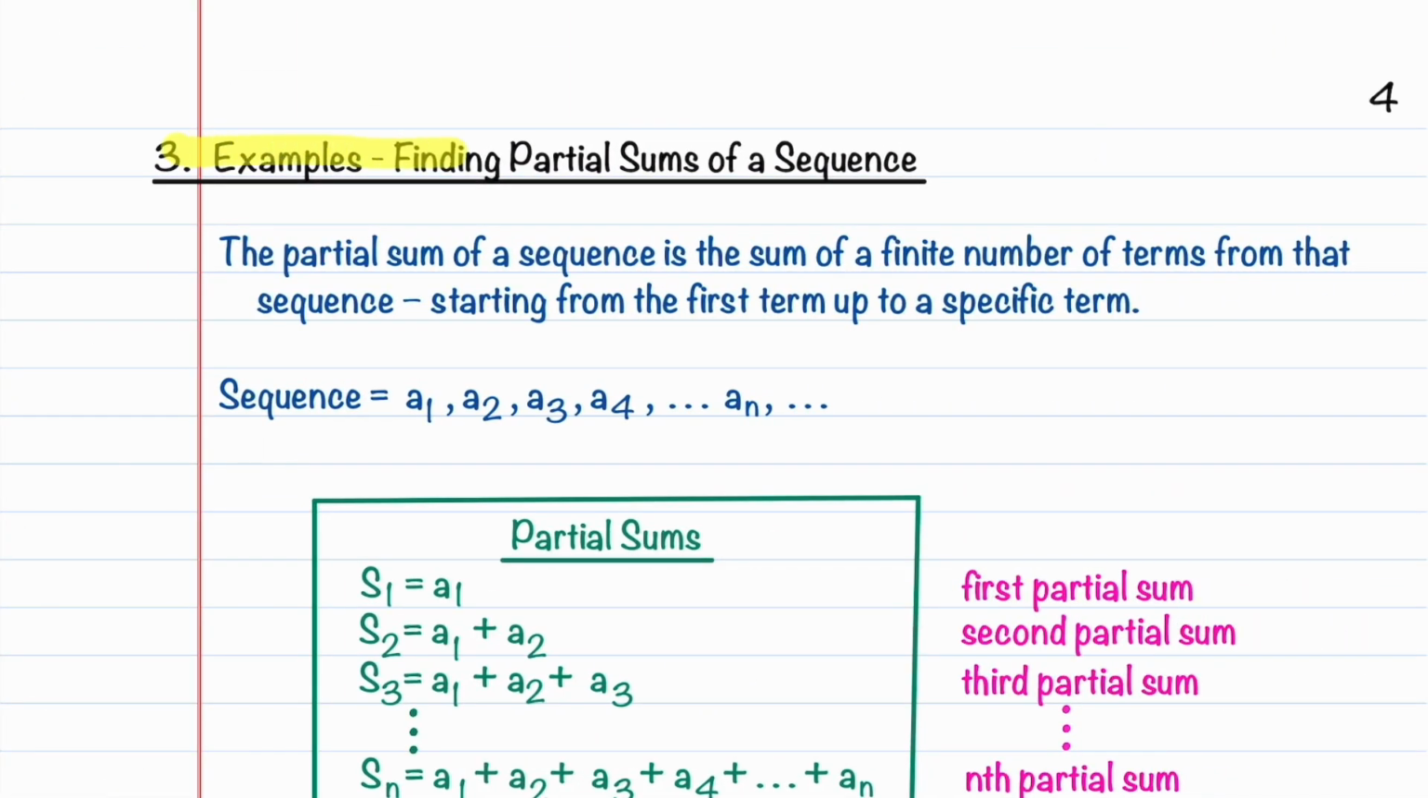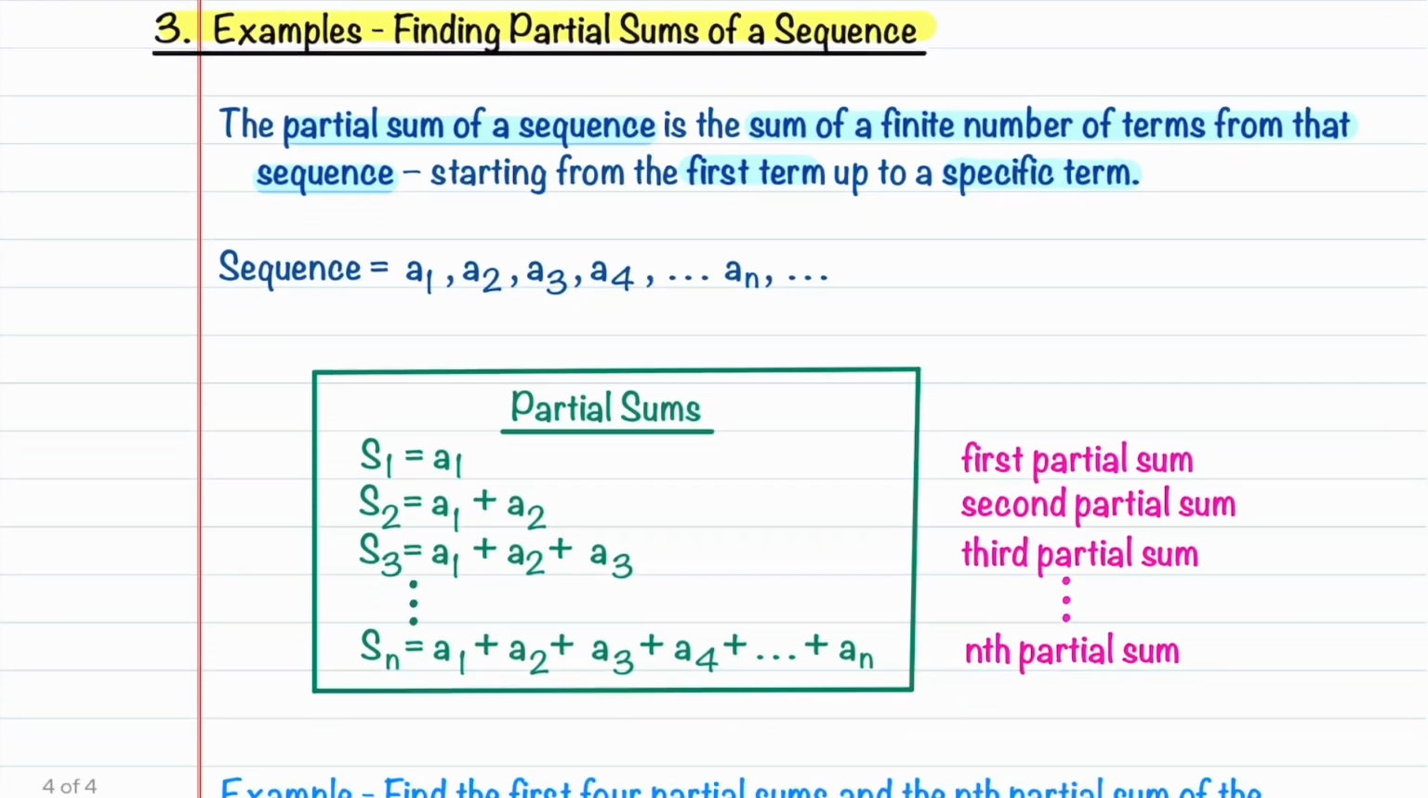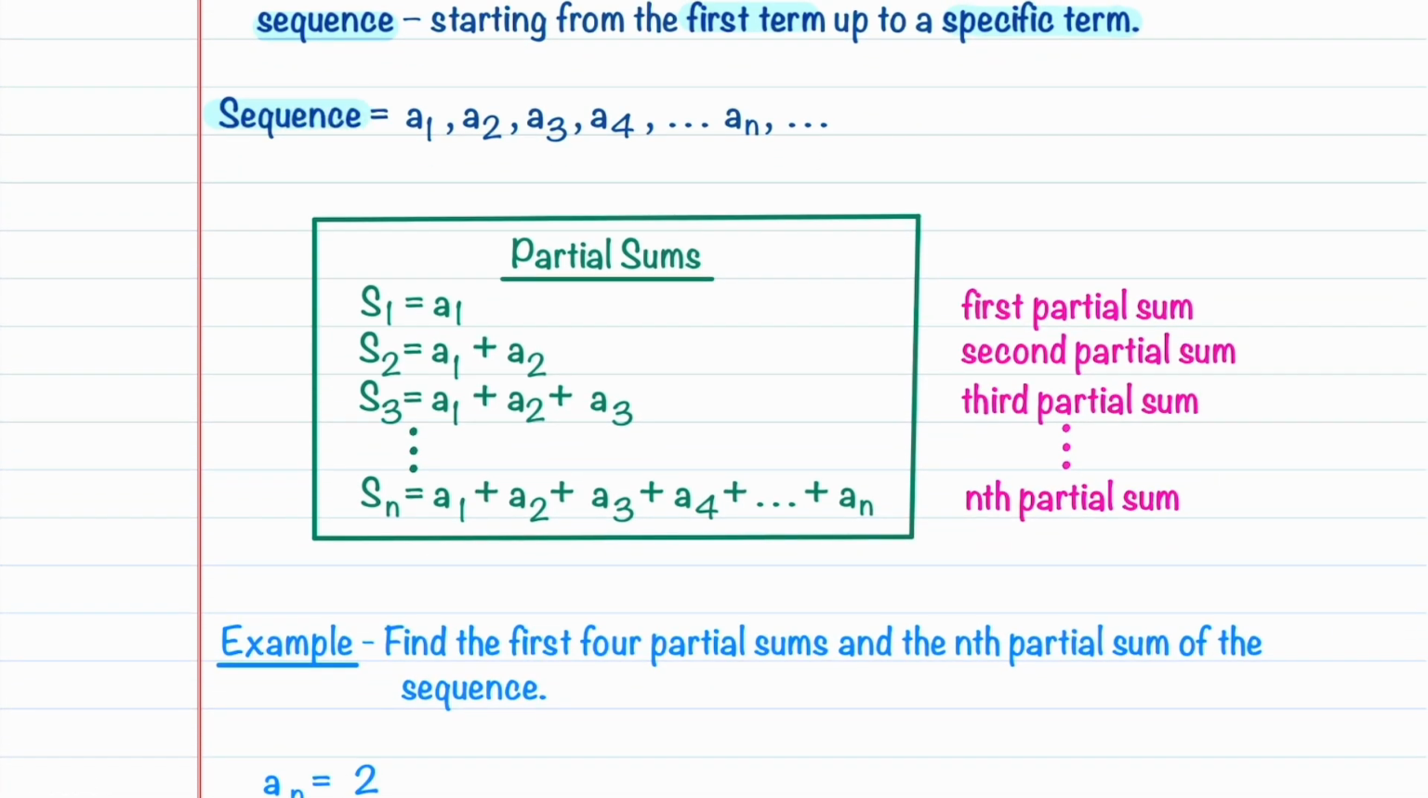Let's now look at partial sums and an example. The partial sum of a sequence is the sum of a finite number of terms from that sequence, starting from the first term up to a specific term. We're going to assume that our sequence is A1, A2, all the way up to AN, and then beyond that. Here's what our partial sums look like.